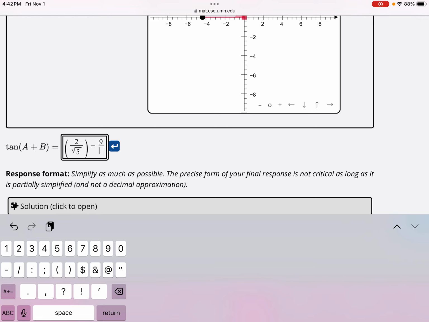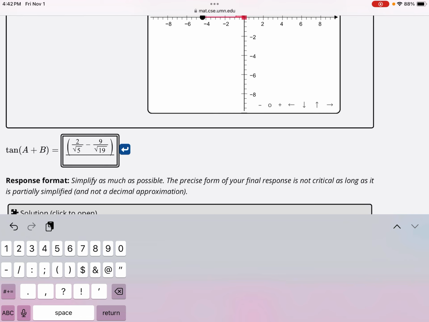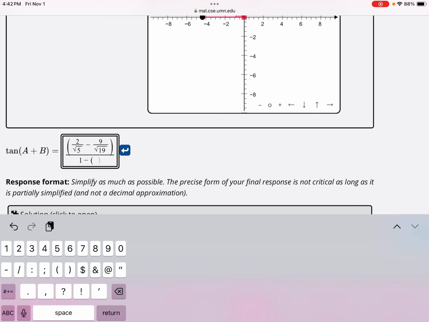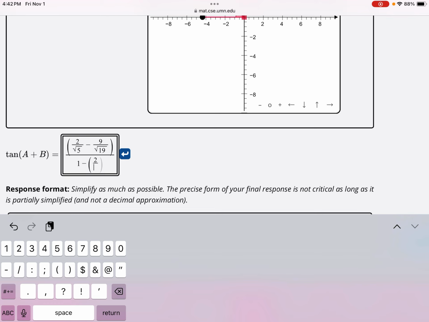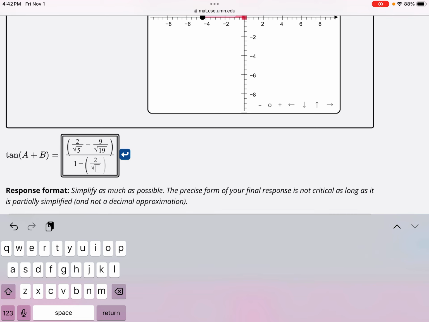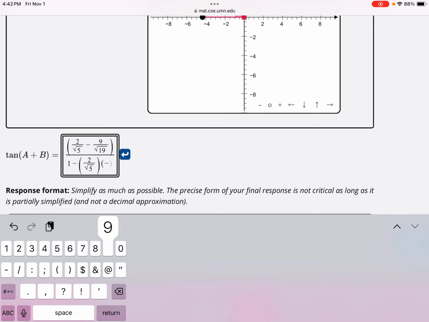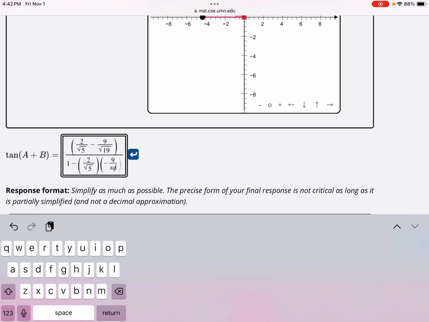Minus 9 divided by the square root of 19. Oops, I didn't mean to close my parentheses there. I'm going to close them here. And then that whole thing is going to be divided by 1 minus the product of 2 divided by the square root of 5, and then negative 9 divided by the square root of 19.